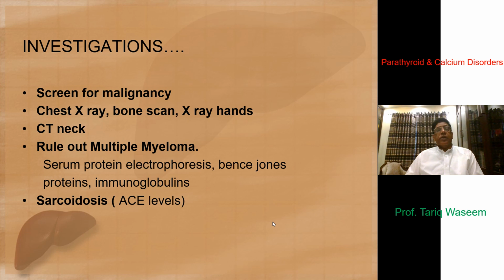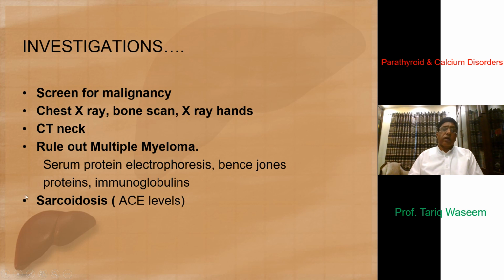Whenever you have a patient with hypercalcemia or raised calcium level, the first thing you probably need to do is screen him or her for a malignancy, metastatic malignancy to the bone. You do a chest x-ray, you do a bone scan, you do an x-ray of the hands, you might have to do CT of the neck for detection of the parathyroid glands, and you probably need to rule out multiple myeloma, particularly in the elderly age group, by doing serum protein electrophoresis, Bence-Jones proteins and immunoglobulins.